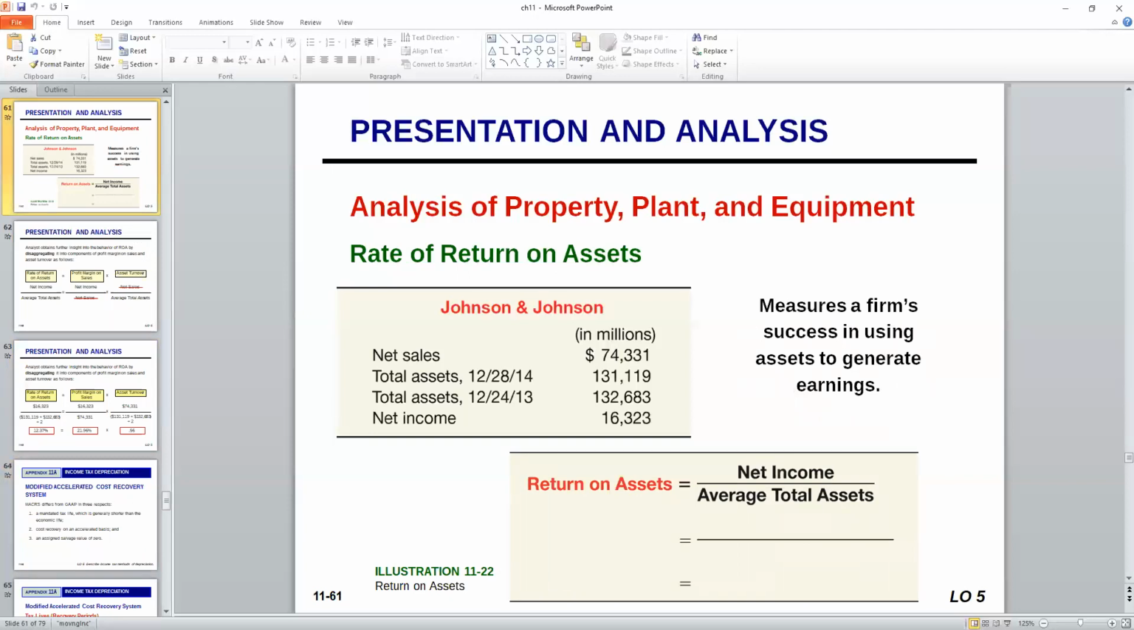All right, so that concludes everything I want to cover in chapter 11. In the next recording, we're going to go on to our final chapter, which is on intangible assets.